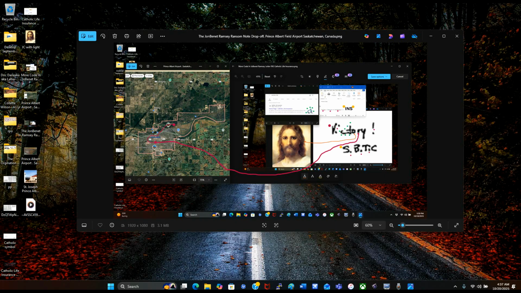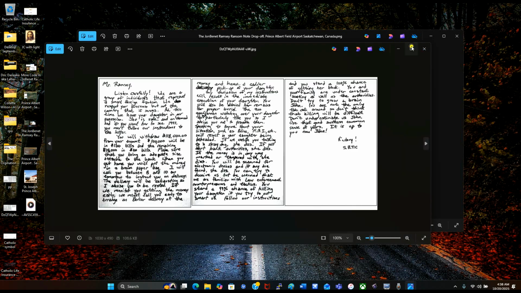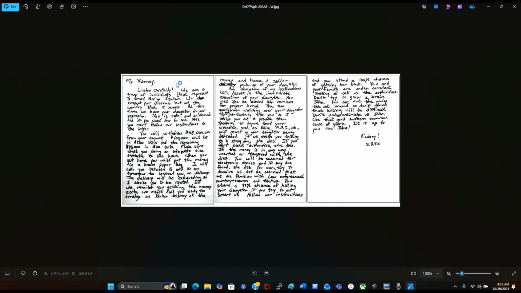So, this is the JonBenét Ramsey ransom note, and we were asked by law enforcement to see if we could crack what SBTC stands for. So, first, let's get into the note so we can see what we're talking about. Let's enlarge it. So, this is the ransom note.